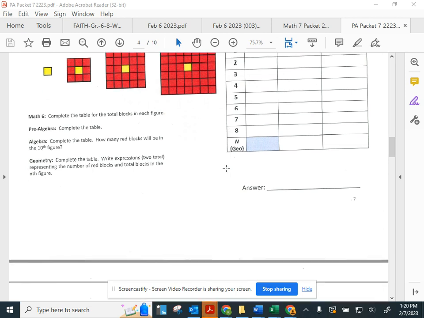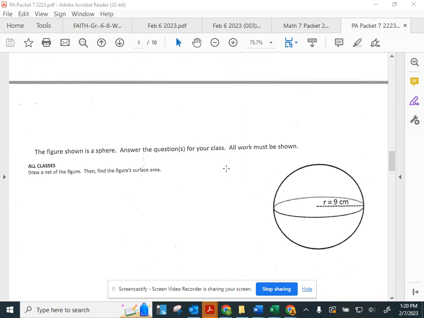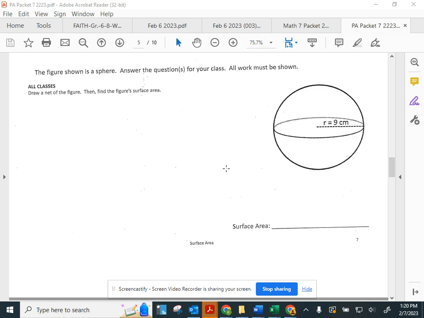Our next page, we need to know some formulas. Now it says draw a net of the figure. And when I looked it up, because I was trying to figure out how to lay a sphere flat online, it says you can't do a perfect net of a sphere. So we do not have to do that this time.